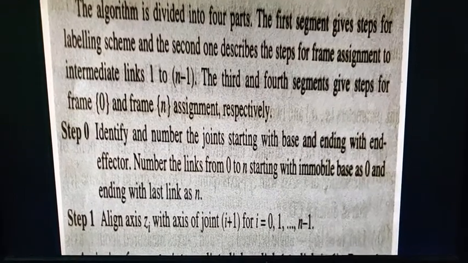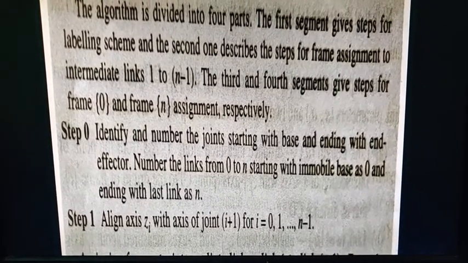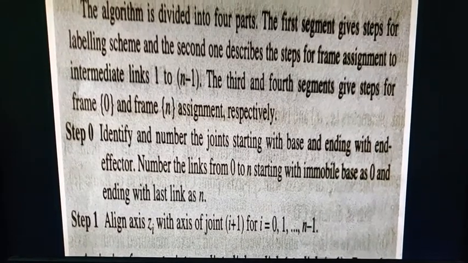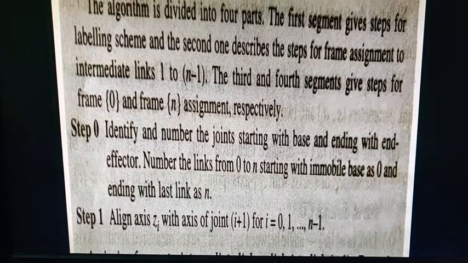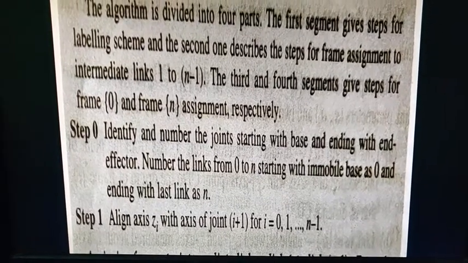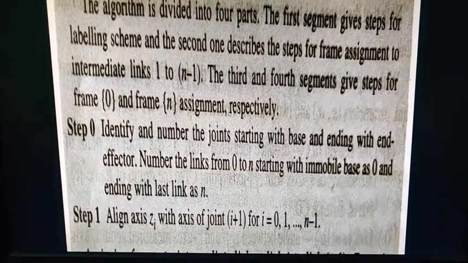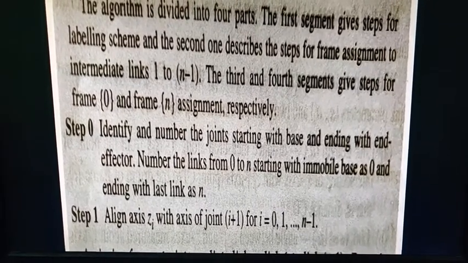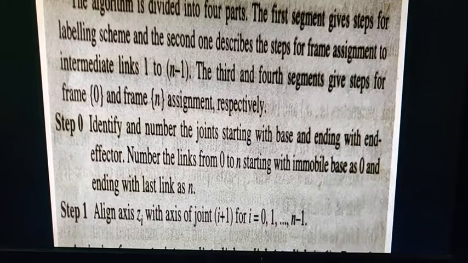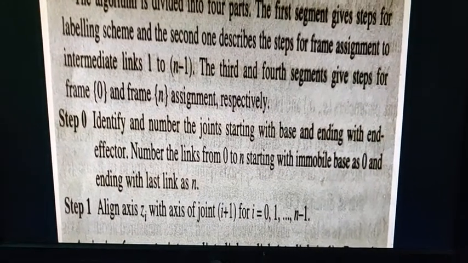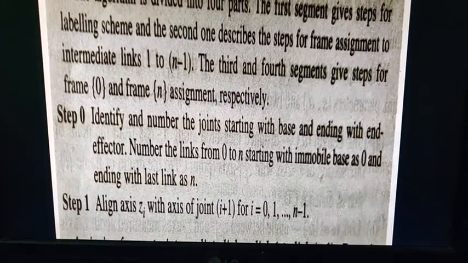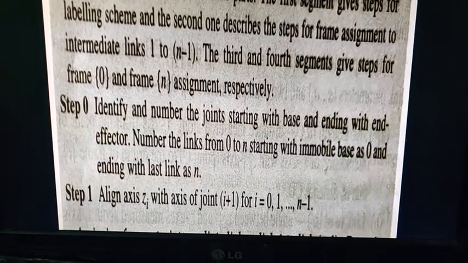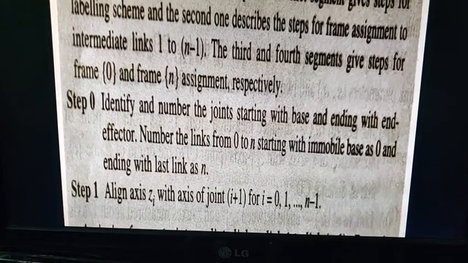First, in step 0, we have to identify the number of links, joints and frames, and then we have to give the base as 0 and the last link as link n. And frames will start from 0 to n. Then step 1: assign the z axis along the axis of joint i plus 1, for i equal to 0 to n minus 1. We have to define where the z axis is.